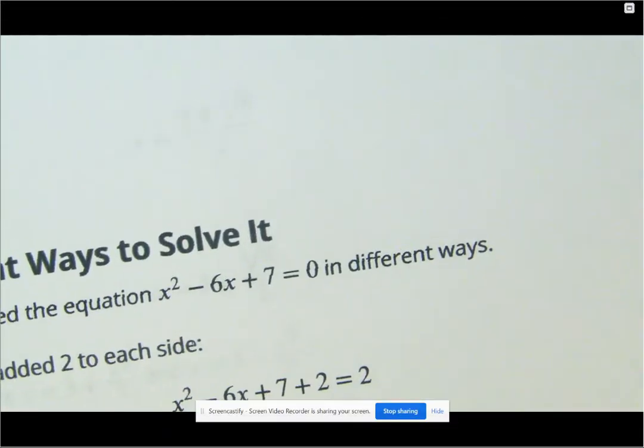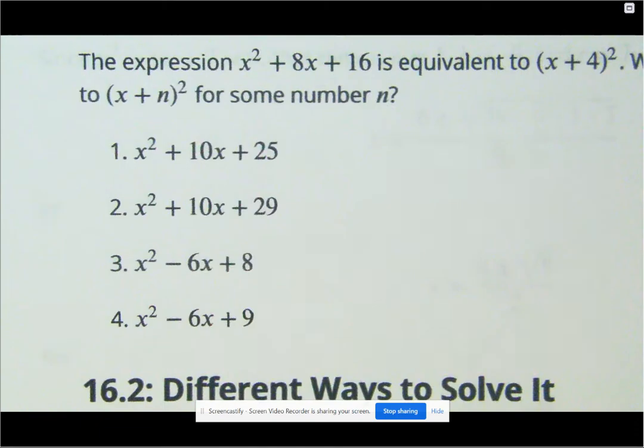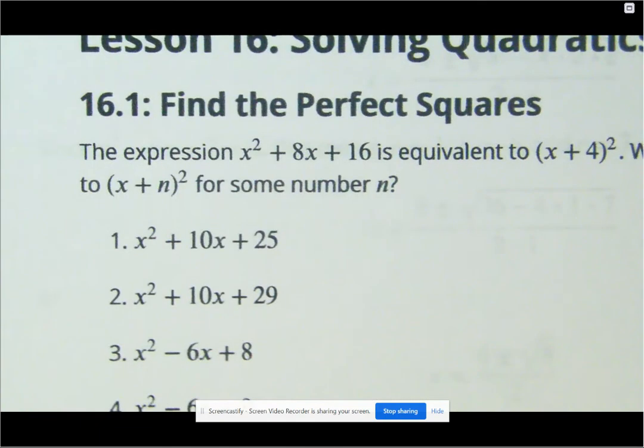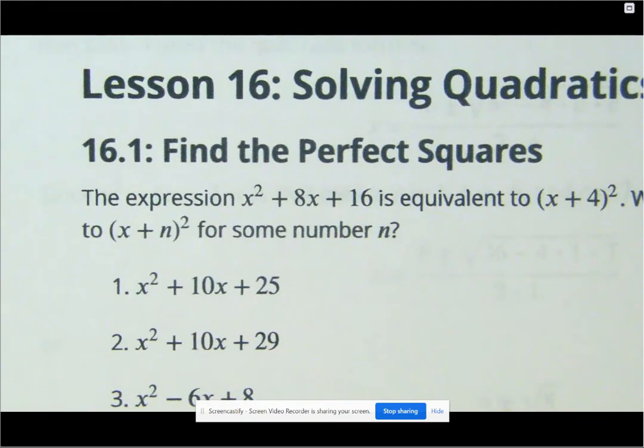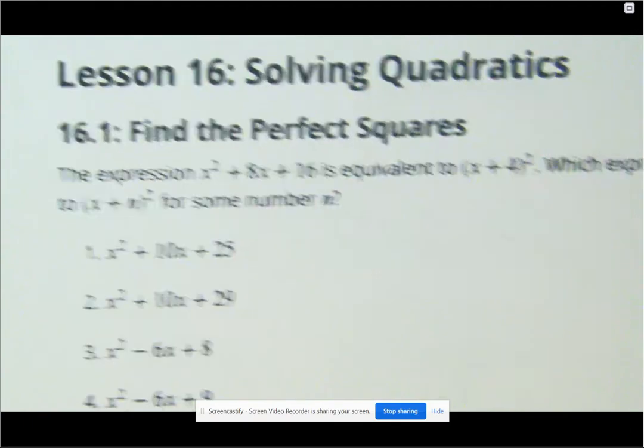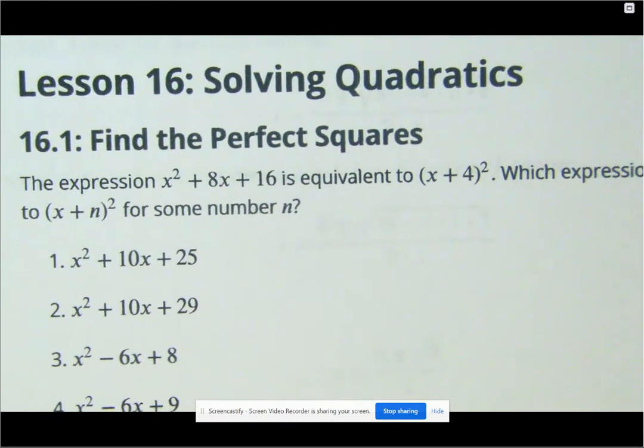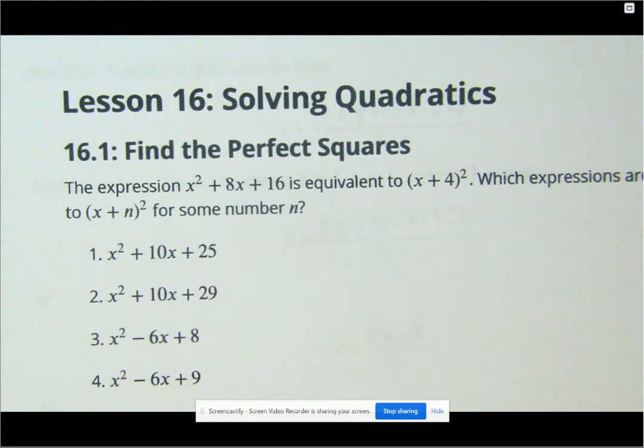We're jumping into lesson 16. We're doing activity 16.1 in your book. Hopefully you watched the first video, which was a quick review of completing the square, which is a strategy for solving quadratics. Today they expect you to solve quadratics using completing the square and the quadratic formula. So this first activity kind of directly correlates to the PowerPoint that I was just sharing.